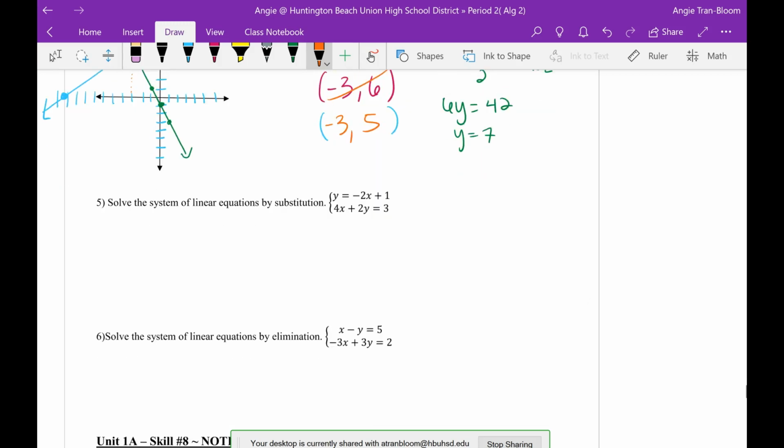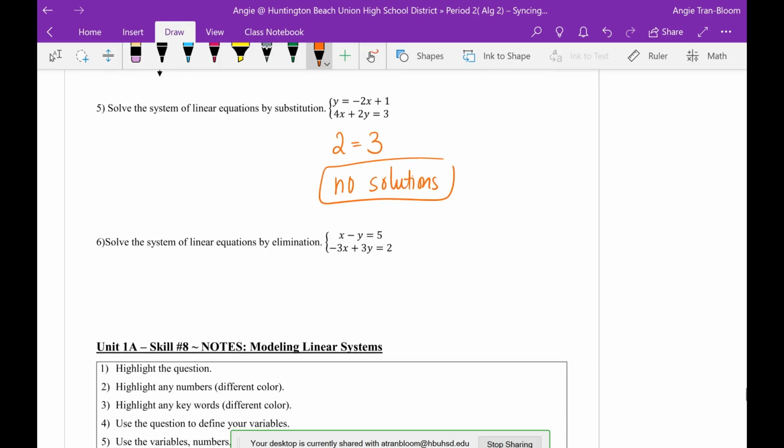Now, 5, as I was walking around, I saw you guys solve by elimination, and you came up with 2 = 3 at the end. Is that ever possible? No. So, guess what? When you see something that's not possible, you have no solutions. Then another student said, well, I did this, and I got, Baron, what did you end up with the last 2 digits down here? 0 = 17. Is that ever possible?